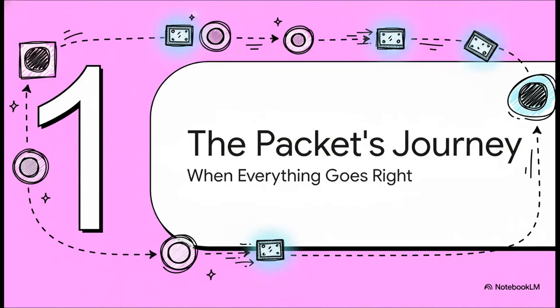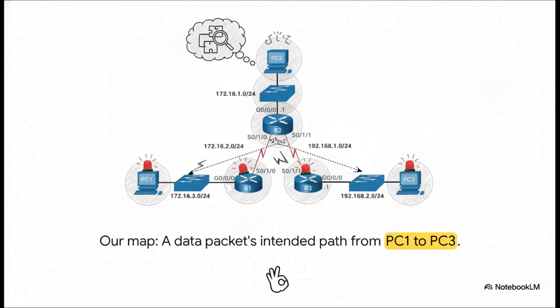Okay, but before we can figure out what went wrong, we first have to understand what a perfect journey looks like. What's supposed to happen. So let's trace the path of a single data packet when everything is working just right. And here it is. This is our crime scene, or maybe better, our network map. The goal is super simple. We need to get a message, a packet, from computer PC1 all the way over to computer PC3.